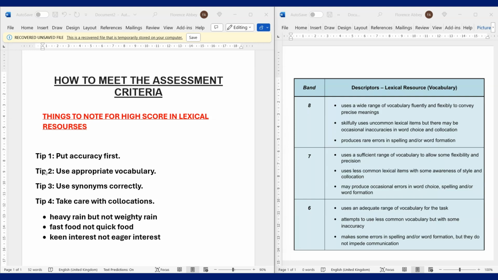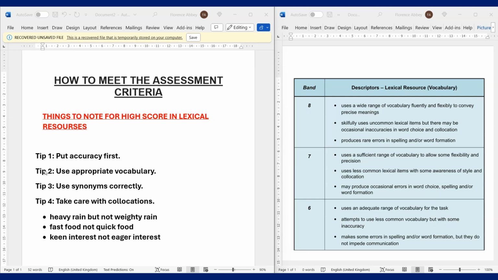The word you are using should fit the context of your writing and the sentences that you are writing up. The vocabulary should make sure that it fits in properly. So aside from the accuracy of your writing, aside from the spelling being put in correctly, you need to make sure that the vocabulary fits in very well.